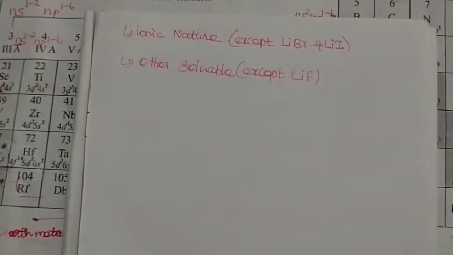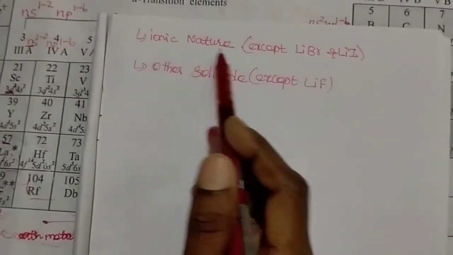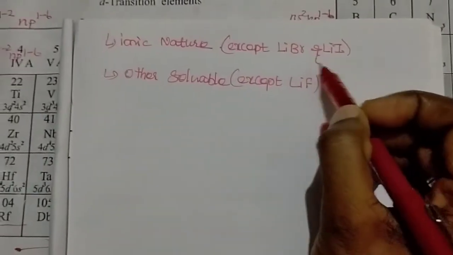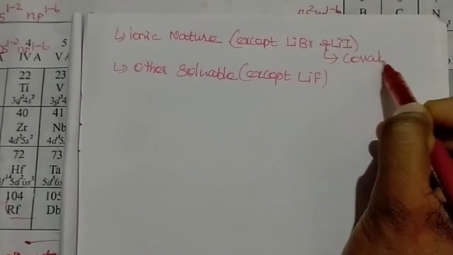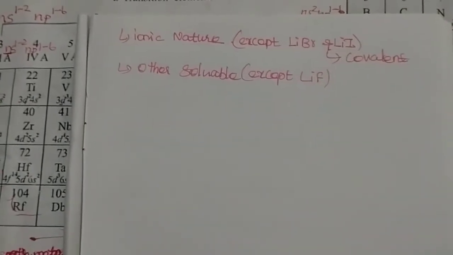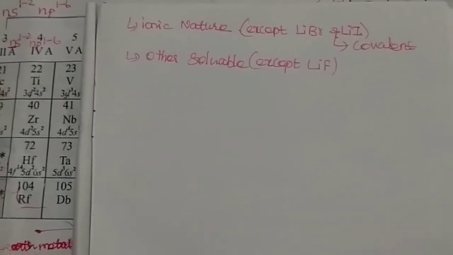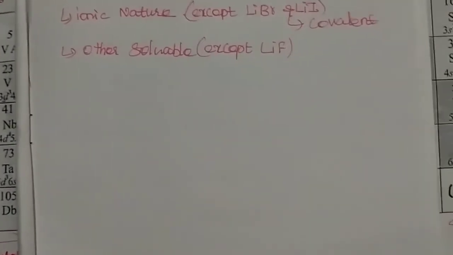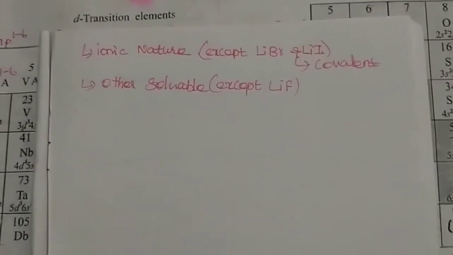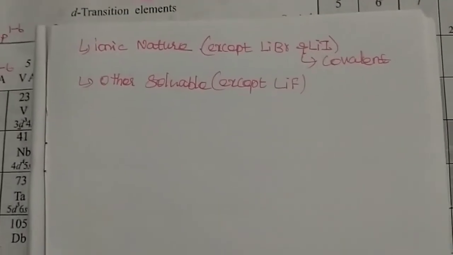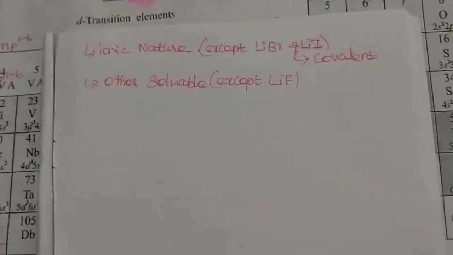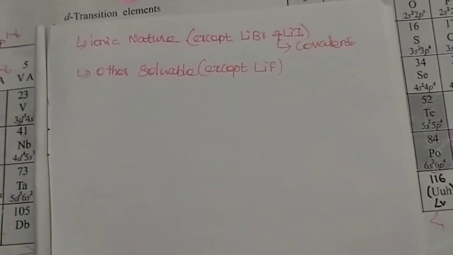Then we saw lithium bromide and lithium iodide. They are not ionic in nature, that means they do not have an ionic bond, but are covalent in nature. Covalent nature means between lithium and iodine or lithium and bromine, we have a covalent bond. Because of this covalent bond, they can dissolve in organic solvents like alcohol, benzene, etc. So these are the halide formation and general characters of halides.